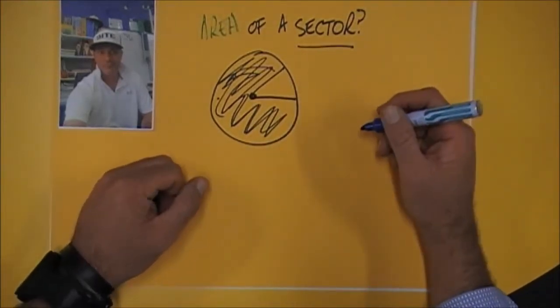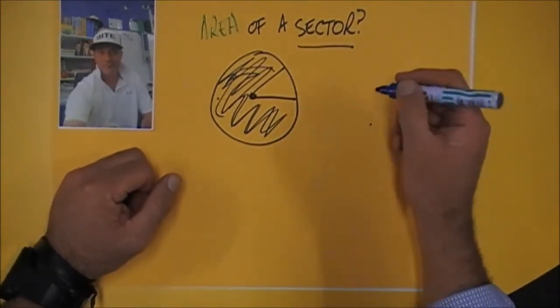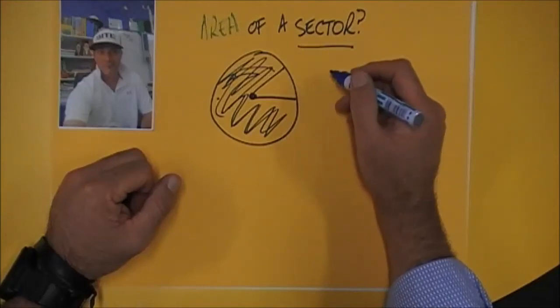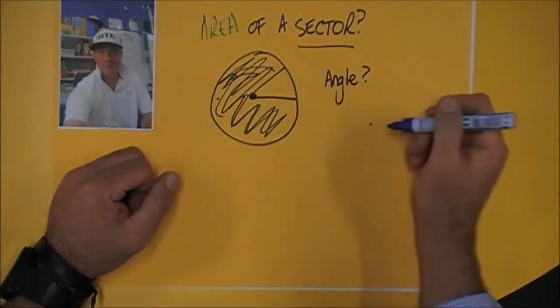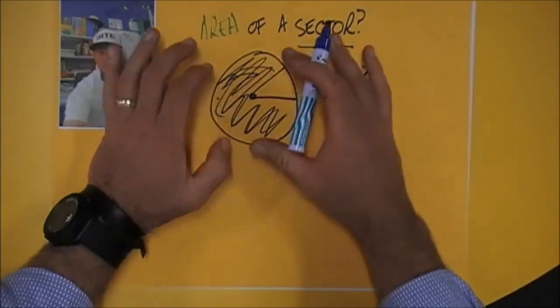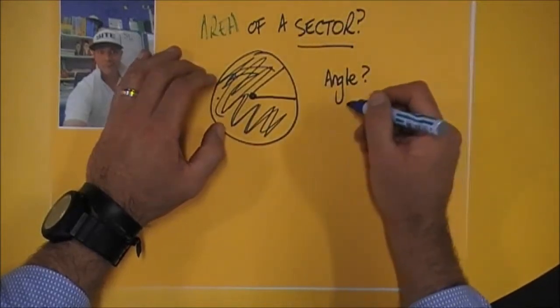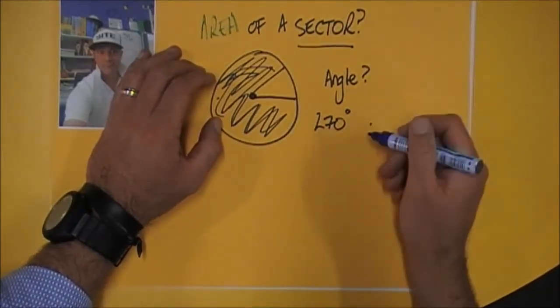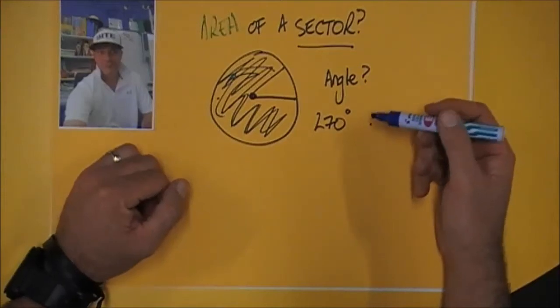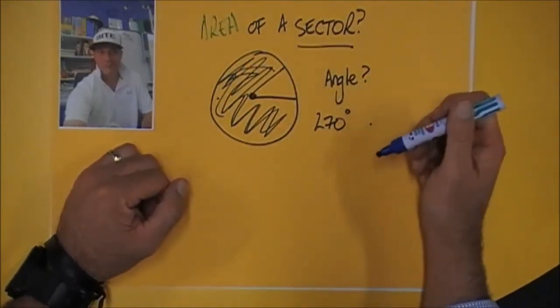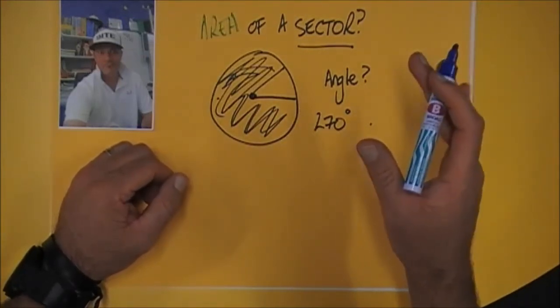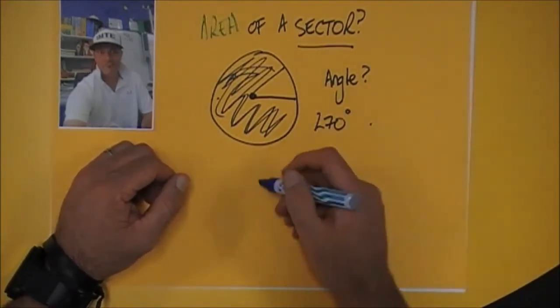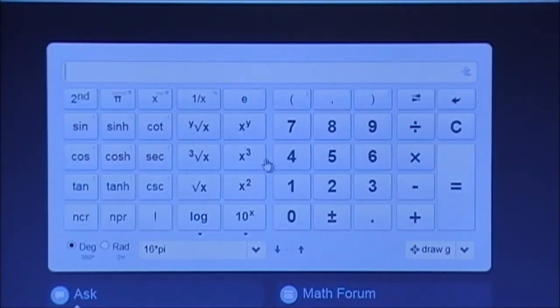Start to think about that a little bit, and I'm wondering if knowing the angle of this sector would help us. If I used a protractor, laid it on here and found out that it was 270 degrees, I'm wondering if that would assist me in working out the area of the sector of that circle. We'll look at this a little bit more in depth next week, but I want you to start to think about that.